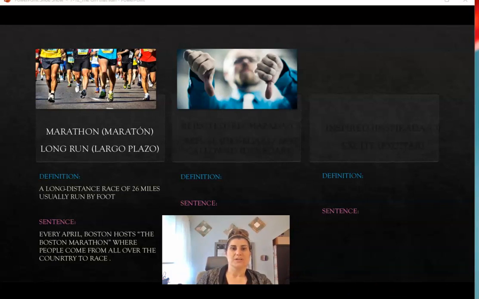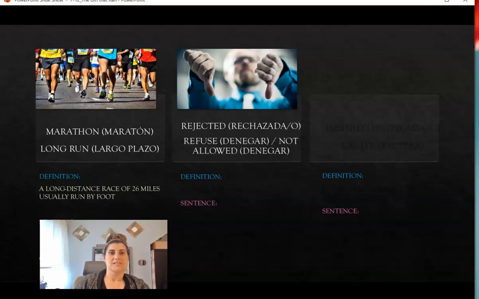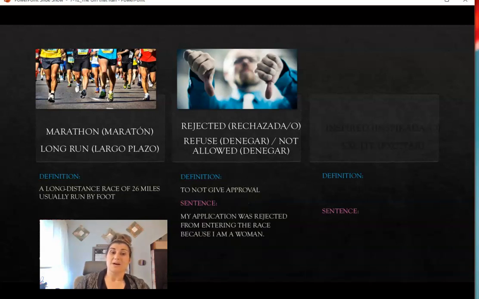And next word is rejected. If something is rejected, to reject. Other ways of saying it is to refuse, not allow. Basically, you do not give approval. Okay, that's the easiest way to think about this. And my application was rejected from entering the race because I am a woman.